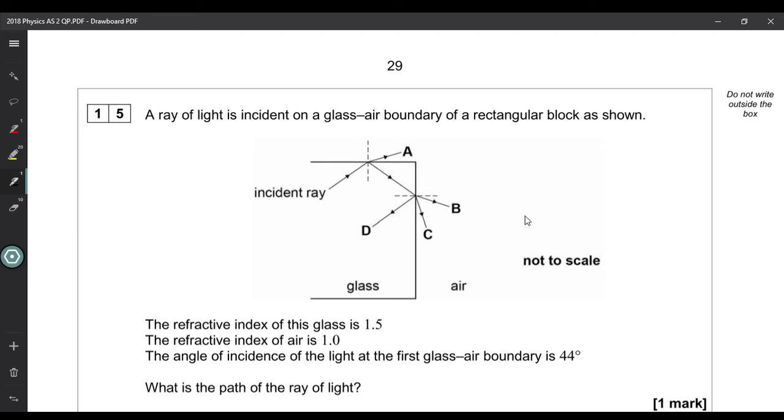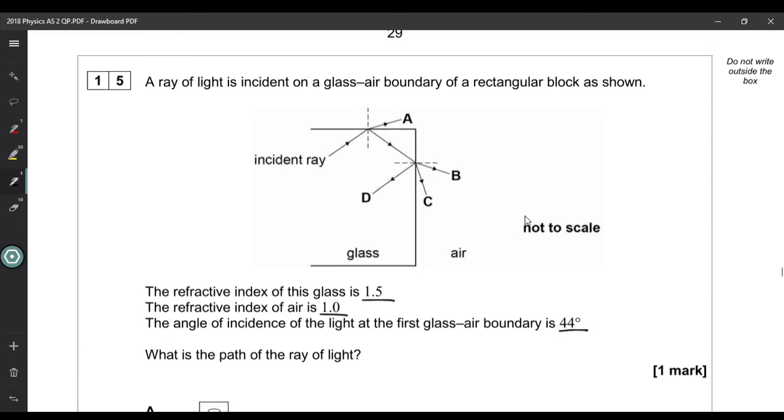Question 15 shows us a ray diagram where we've got some light incident on a glass air boundary. We're told the refractive index of the glass is 1.5, the refractive index of air is 1, and the angle of incidence of the light at the first glass air boundary is 44. It says what is the path of the ray of light?